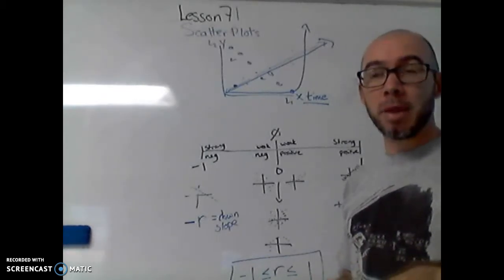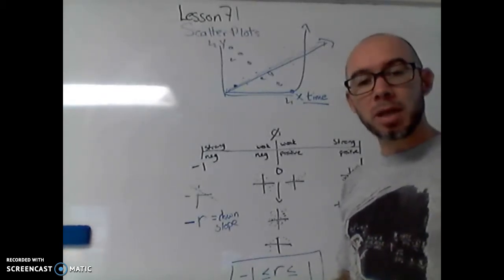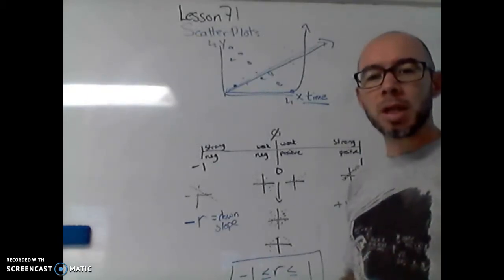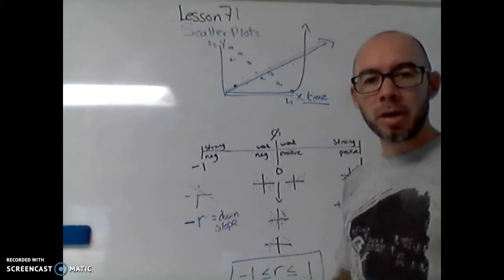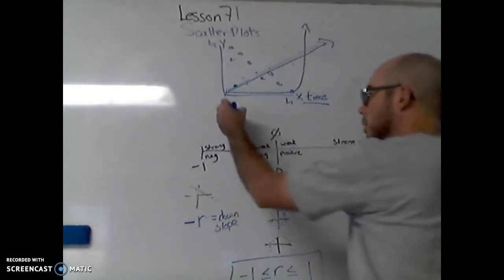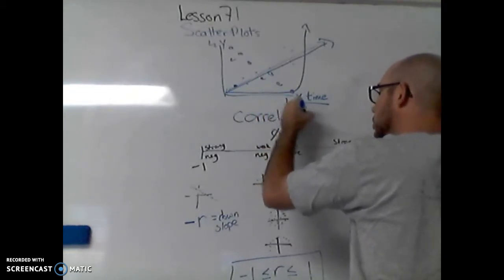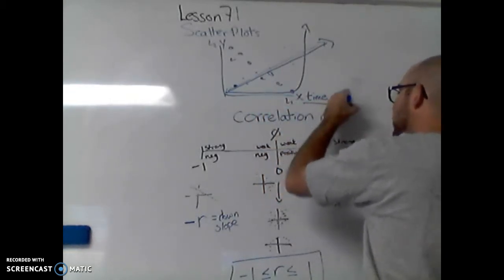Again, just like the line of best fit, the regression line, or that correlation coefficient, they use the letter R on your calculator and in statistics. All right, I'll say that again. It's called the correlation coefficient.